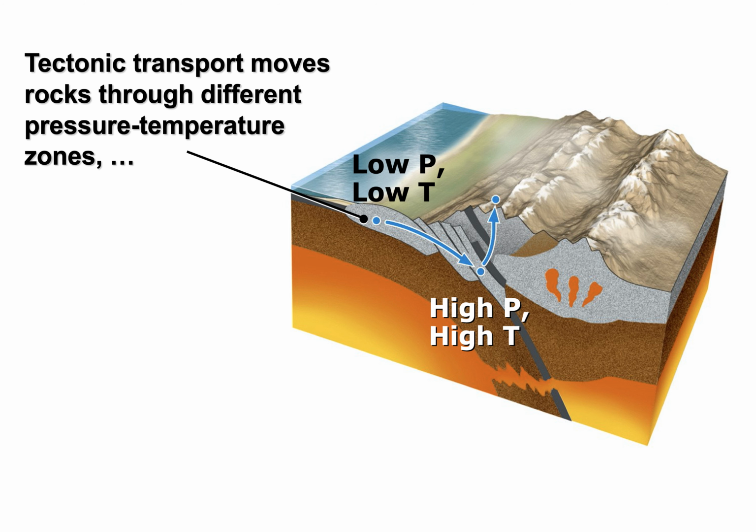So, and therefore we have a tectonic transport, and that moves rocks through different pressure and temperature zones. The pressure increases with depth, and the temperature also increases with depth. And therefore we can subdivide low pressure, low temperature metamorphism, and we have also zones, of course.